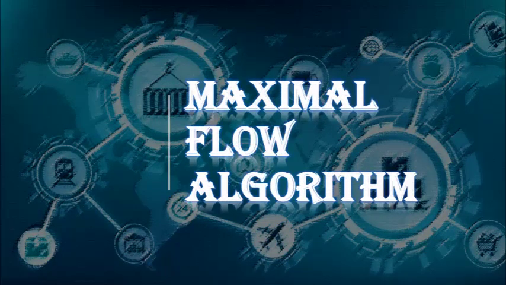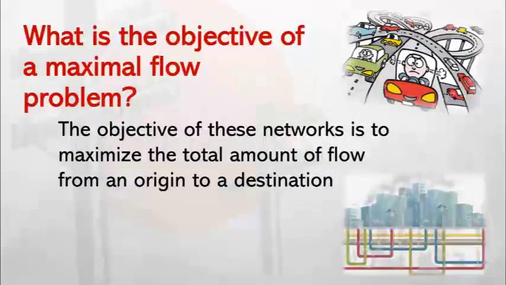Now let's move to another concept of optimization, the maximal flow algorithm. Maximal flow problems involve finding a feasible flow through a flow network that obtains the maximum possible flow rate. The objective of the maximal flow algorithm is to maximize the total amount of flow from an origin to a destination.